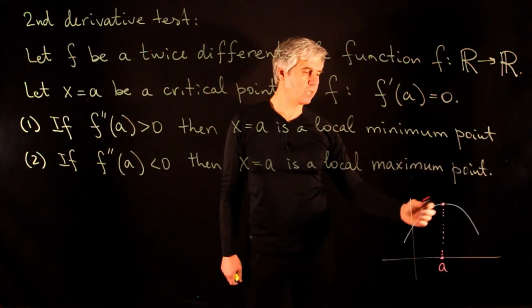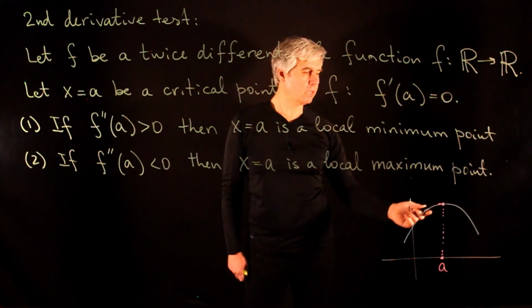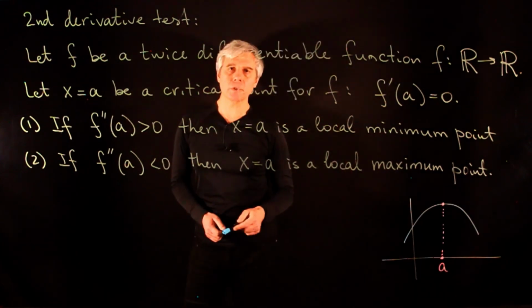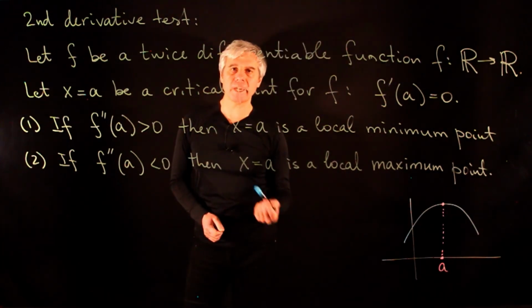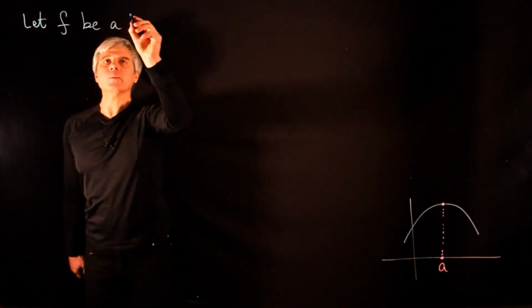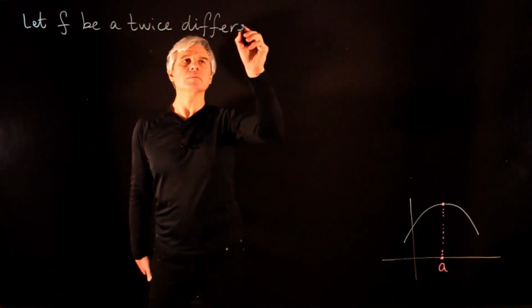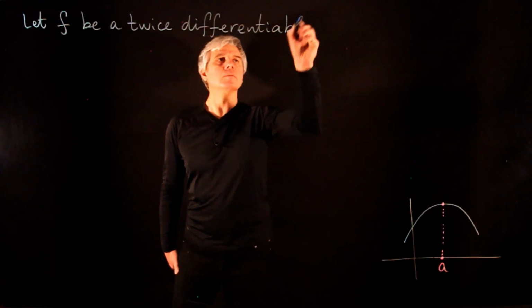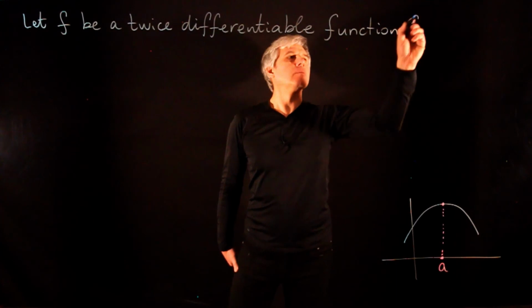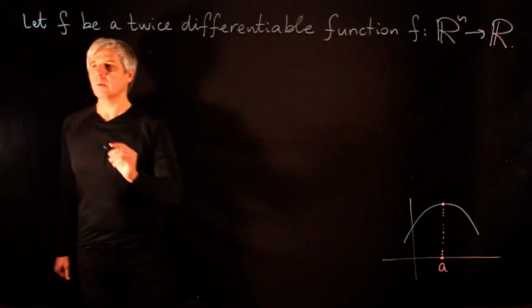So here, if the graph of this function is concave down, so that is the second derivative is negative, then this point is going to be a local maximum. Next, we want to generalize this to the multivariable setting. Let f be a twice differentiable function from Rn to R. What does it mean?